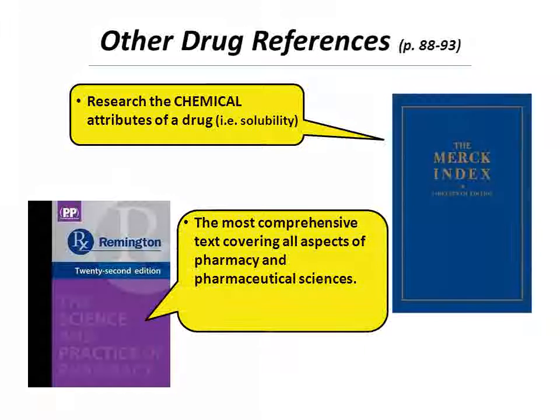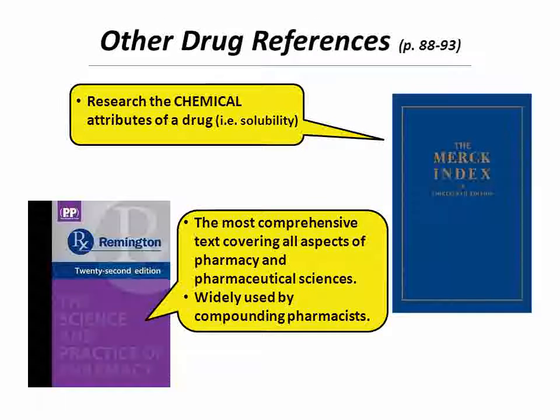The Remington is the most comprehensive text that covers all aspects of pharmacy and pharmaceutical sciences. So it's your go-to book when you want to research anything to do with pharmacy and pharmaceutical sciences. It's widely used by compounding pharmacists as well.